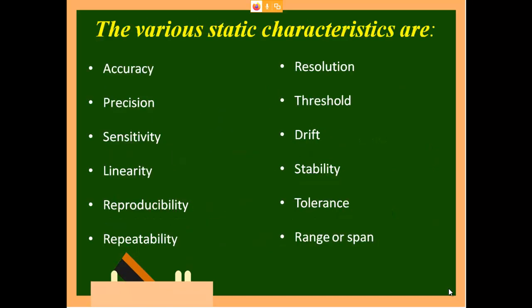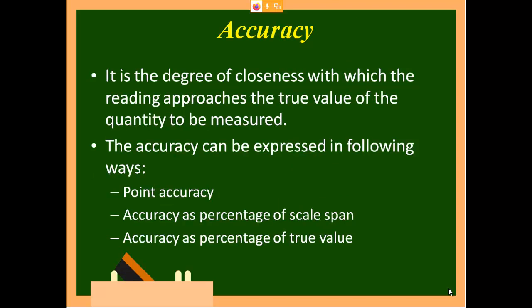So that is basically what static is. And the various static characteristics are accuracy, precision, sensitivity, linearity, reproducibility, repeatability, resolution, threshold, drift, stability, tolerance, and range or span. We will see them one by one. So first let us move on to accuracy.